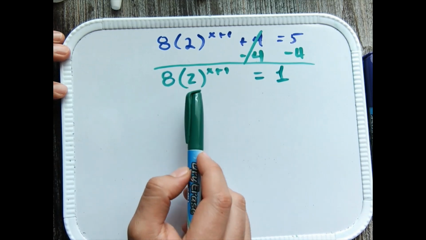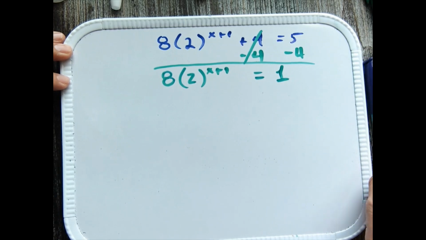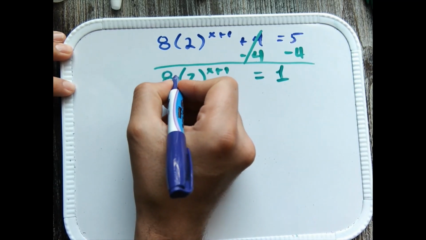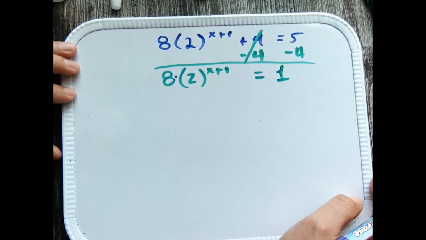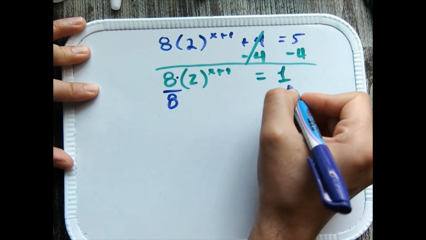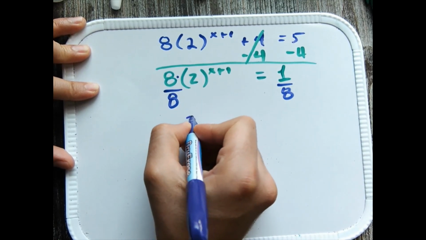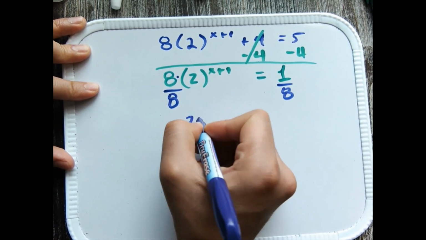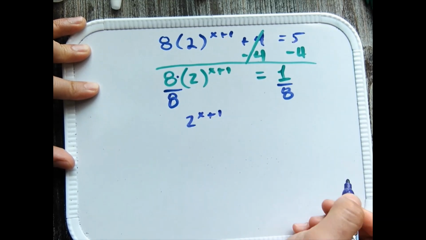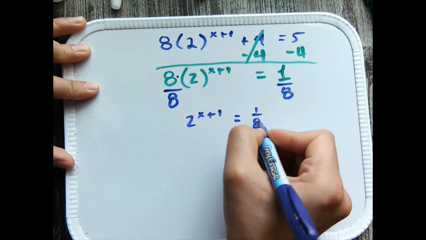Now before I get rid of the positive 2, I have to get rid of the 8 by doing the opposite. And remember that we're multiplying by 8. The opposite of multiplication is division, so I have to divide by 8 on both sides. So I end up with base 2 raised to the power of x plus 1 equals 1 over 8.